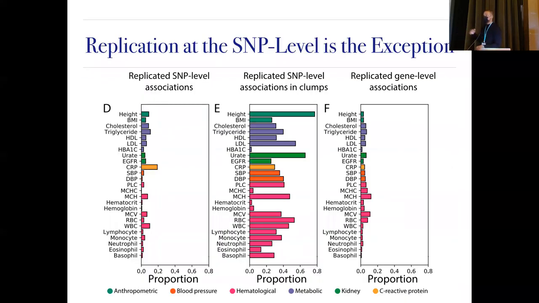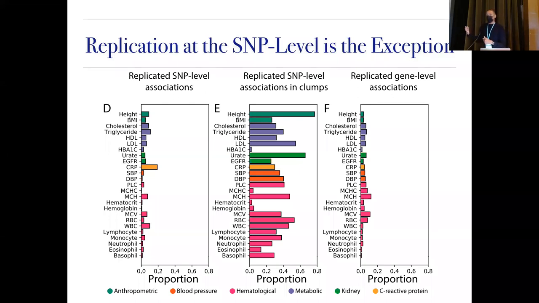So what you're seeing here is this idea of replication. Proportion of replication means I ran my model on a group of people of self-identified European ancestry, and I asked myself, how many times does that SNP replicate across other groups? So we do that for a variant level test.